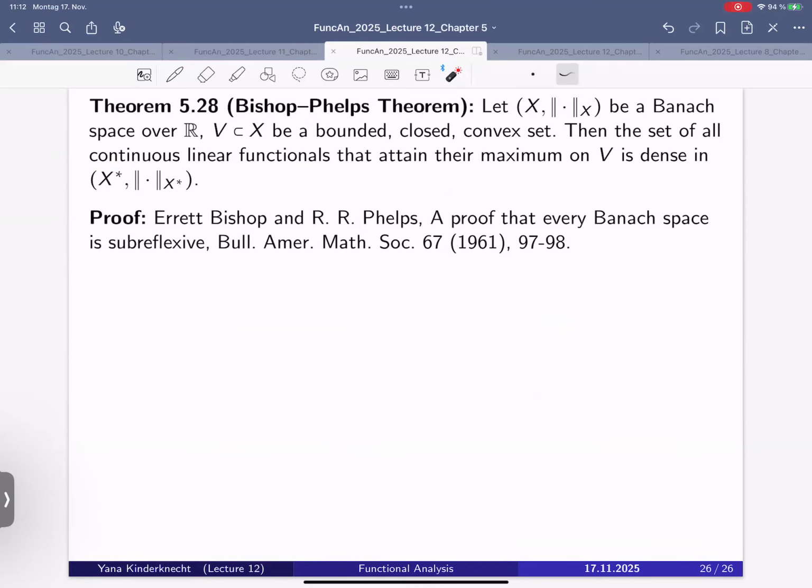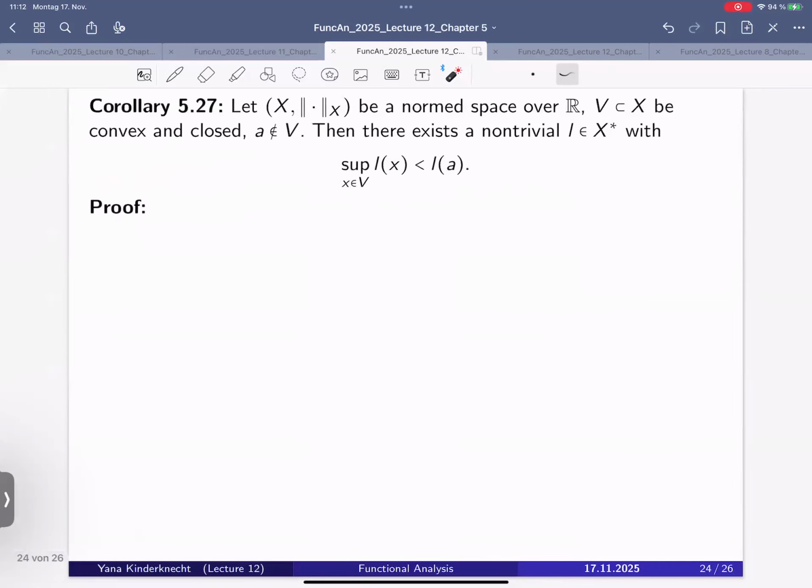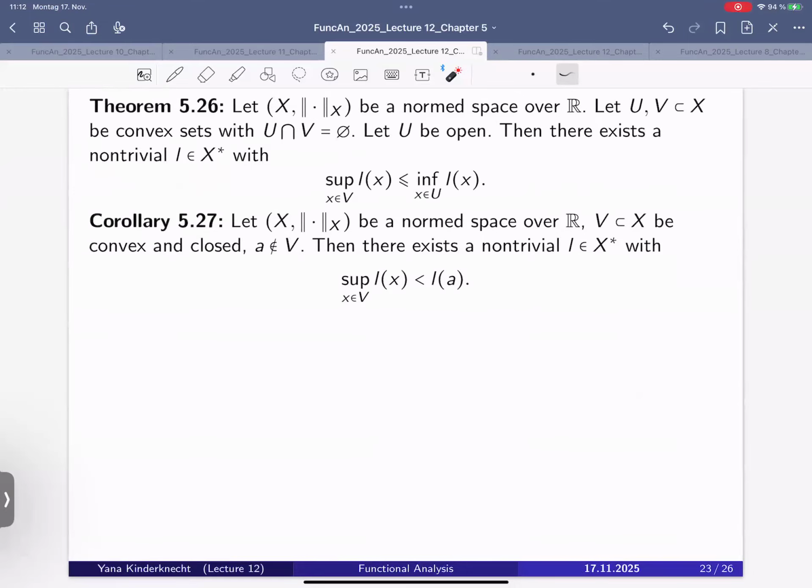And one more important result is the separation Hahn-Banach theorem, or geometric Hahn-Banach theorem, which says that using continuous linear functionals, we may separate convex sets. If one of the sets is open, then this separation looks like this, and it's very nice. The other corollary is also presented to make it more rigorous, so to say. That is, here we have this inequality.